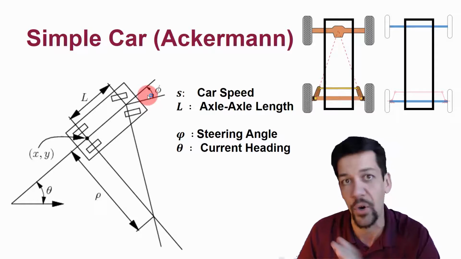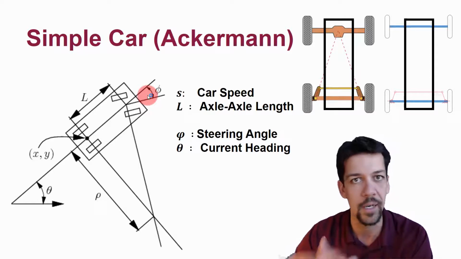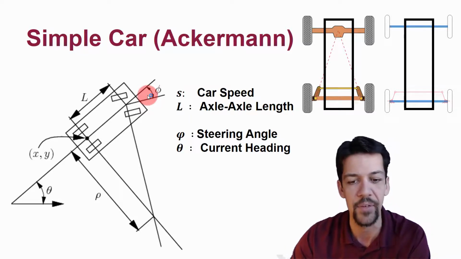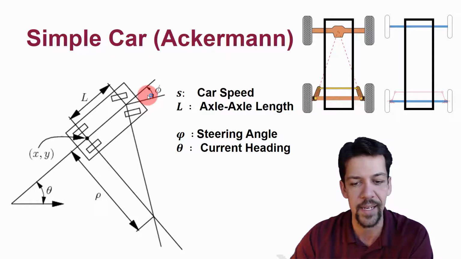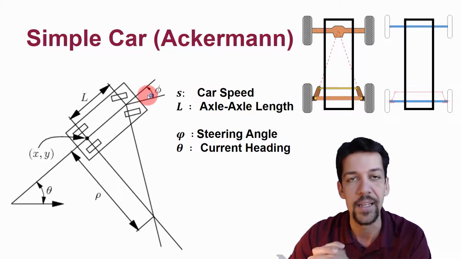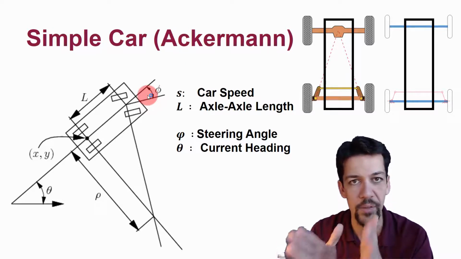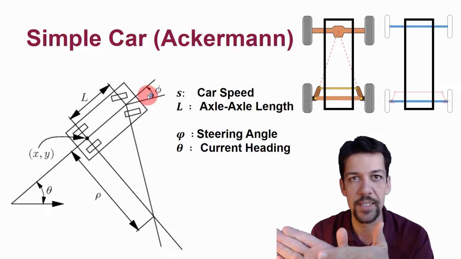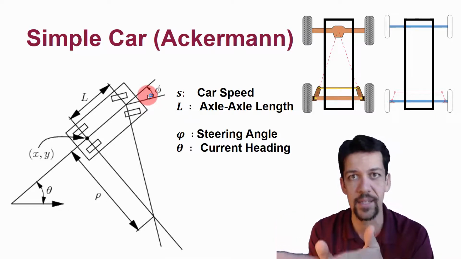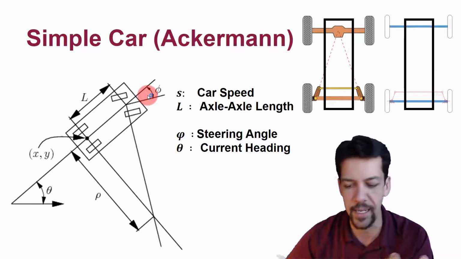That's going to be the same for all of the wheels on our Ackermann car. The overall speed should be the same for everything, so we're just going to represent that using S, and our L again is the axle to axle length. The steering angle is how far the front wheels, the steering wheels, are tilted off of the primary axis of the car, and the current heading again is theta.